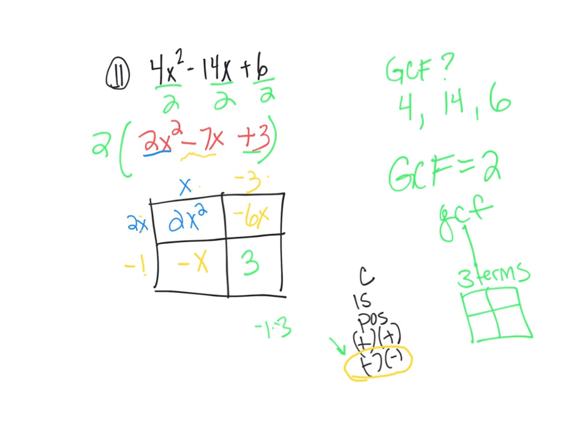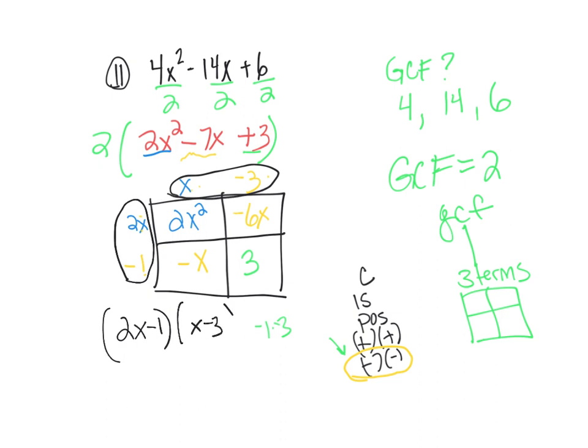And so now I'm ready to write my final answer. Here's one term, 2x minus 1. And then here's my other term, x minus 3. Now, I have to be really careful, though, because if I say that that's my answer, I've missed something. Because remember, we used this greatest common factor. That greatest common factor must show up in our answer, and so we have to put a 2 out in front of that. There's our answer.